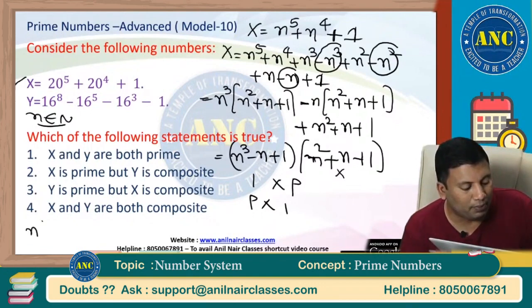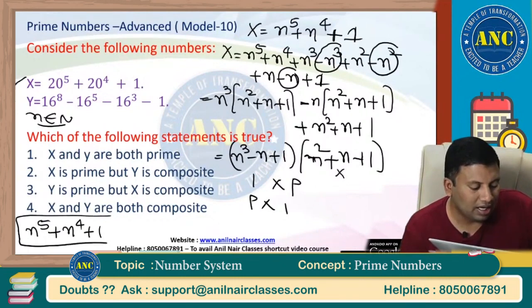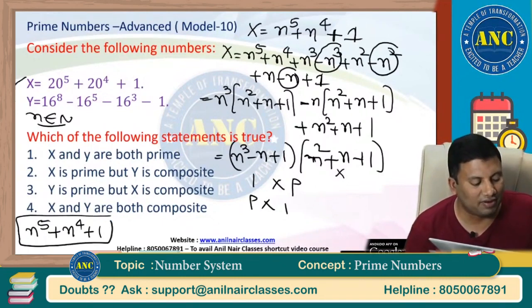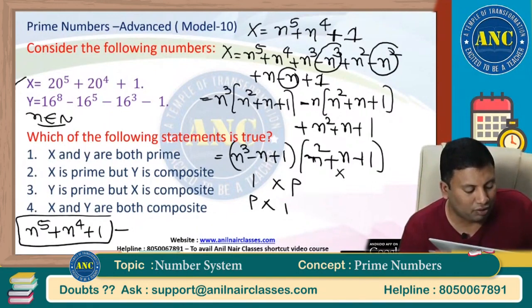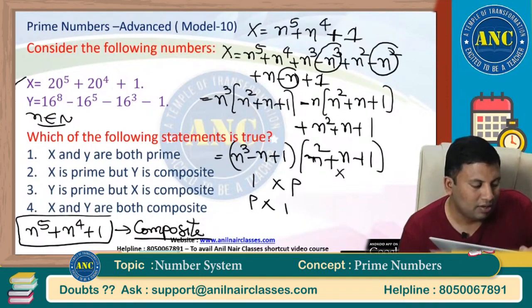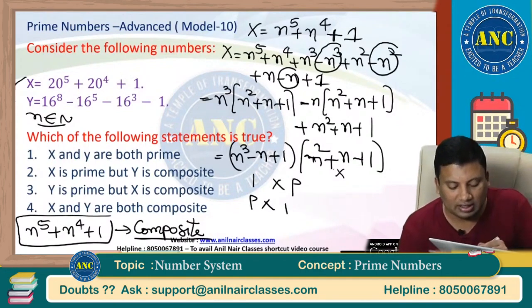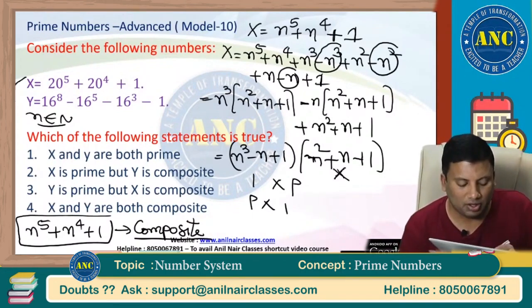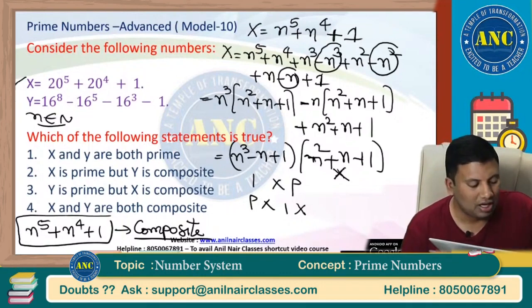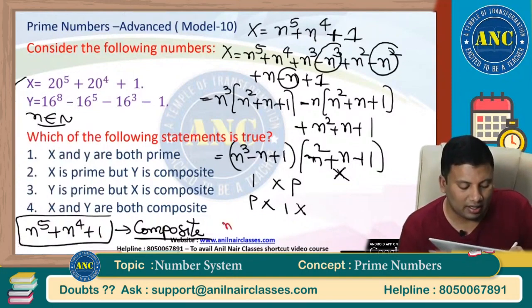Very, very important concept. Any number which is of the form n power 5 plus n power 4 plus 1, this number is a composite number. Neither can this take 1, because 1 plus positive, how can I get 1? I cannot get 1. Or if I take the first one as 1, n cube minus n plus 1 equivalent to 1.